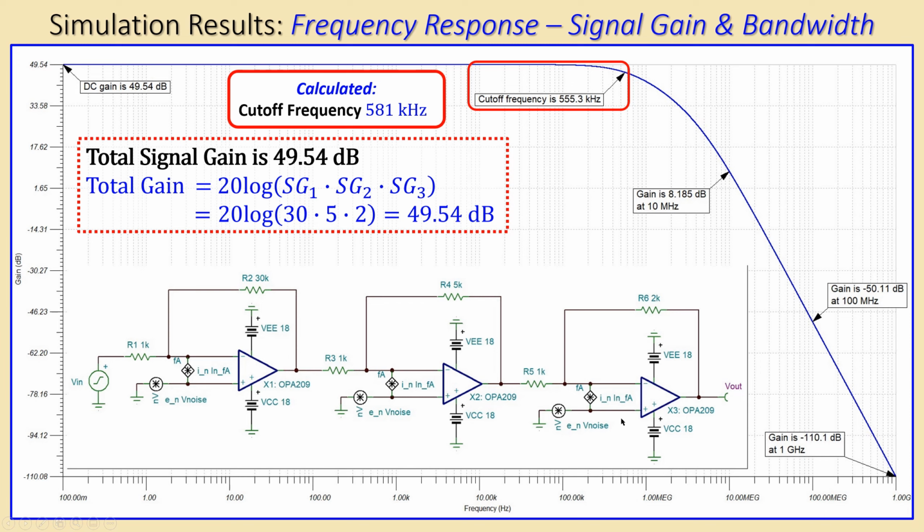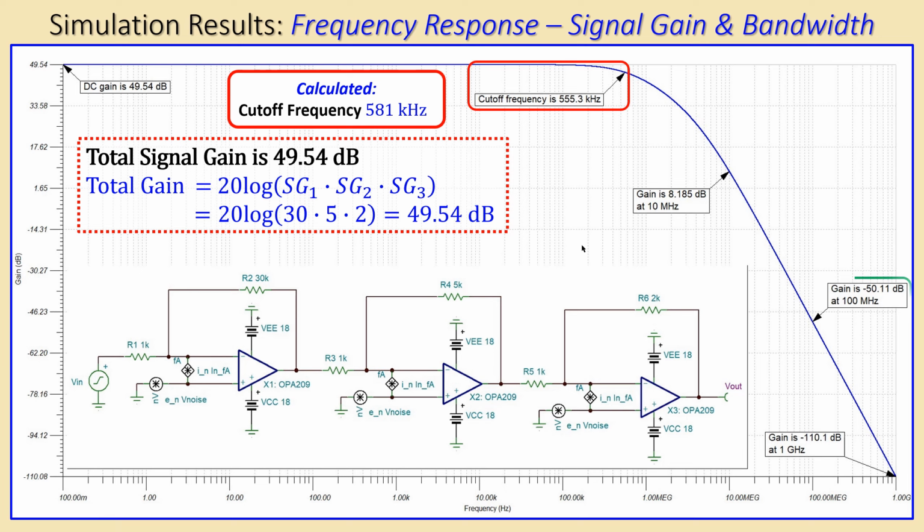Due to the second and also the third stage, which also has its own pole frequency, the actual cutoff frequency will be slightly smaller. That will also cause some less noise. So this is the actual signal bandwidth and not this one. So we will see also some differences in the simulation results compared to our calculations.